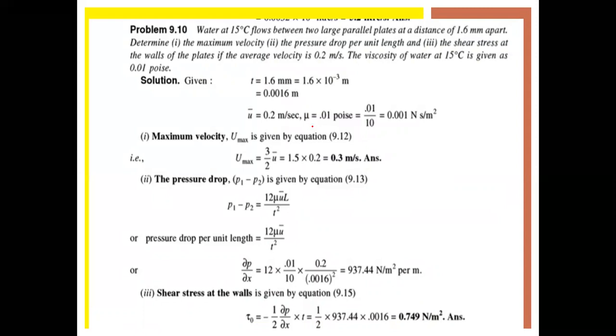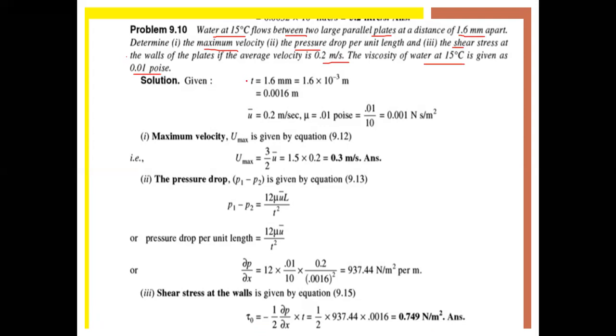Next one. The water at 15 degrees centigrade flows between two large parallel plates at a distance of 1.6 meters apart. So what is the distance? 1.6 meters. What is the temperature of the water? 15 degrees. Determine the maximum velocity, the pressure drop, and the shear stress, if the average velocity is 0.2 meters per second. The viscosity of water at 15 degrees is given as 0.01. Here they gave water as the medium, but since the temperature is high, the viscosity will increase. The viscosity is 0.01 poise.